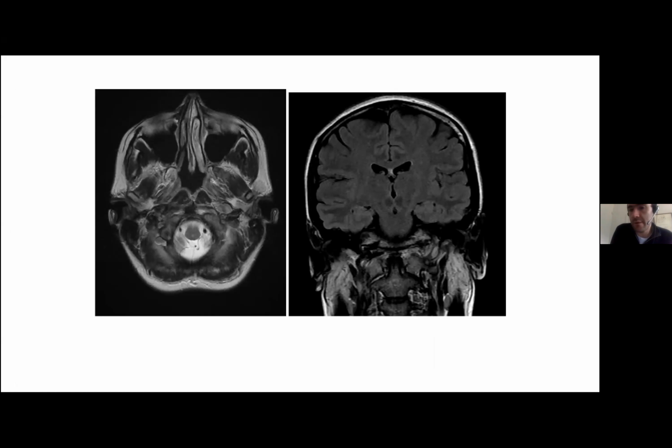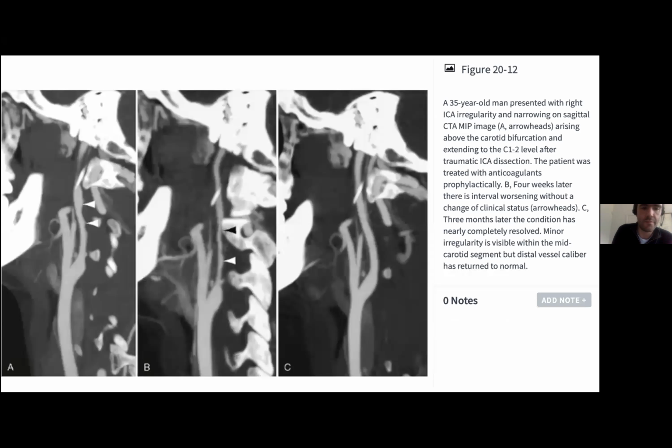If they don't have a stroke, the natural history of this is pretty good. This is an example from a textbook. Irregularity got worse. This patient was just given aspirin, and then, I think, what does it say? Three months later, the artery is completely remodeled. So these either close off completely, and if they close off completely and they've had no stroke, that's fine, because the rest of the circle of Willis takes over, or they just remodel.